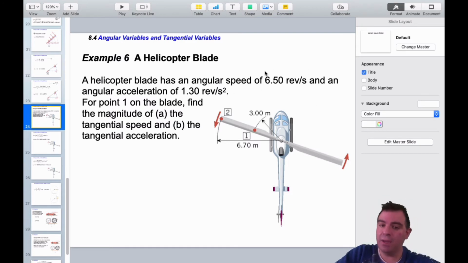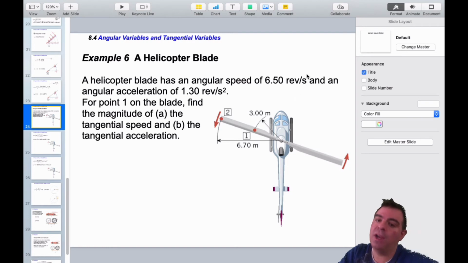So they're giving us the angular speed and the angular acceleration. It says for point 1 of the blade, find the magnitude of A, tangential speed. So we have to take this angular speed and convert it to tangential speed, and B, the tangential acceleration. So take the angular acceleration, which is 1.3, and convert it into tangential acceleration. What do we do? We take these and multiply by radius.